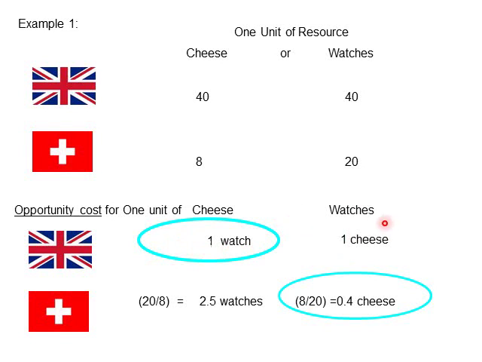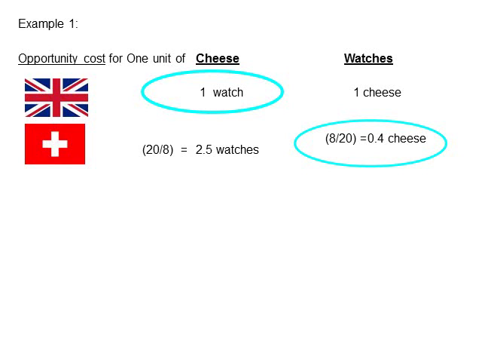Now for watches, the UK must give up 1 cheese to produce 1 unit of watch. But the Swiss only need to give up 0.4 units of cheese. So the Swiss have a comparative advantage in producing watches because they give up less cheese to do that. So their opportunity cost is lower. They have the comparative advantage in producing watches.